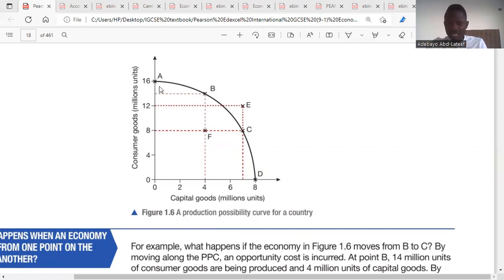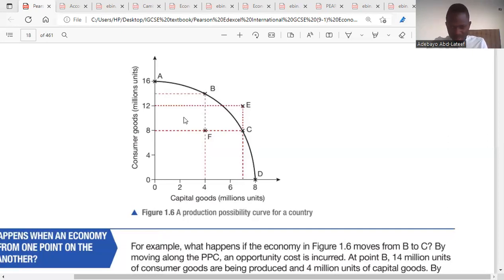So look at point A. At point A, it can produce 16 million consumer goods. So if 16 million consumer goods are produced, then it will produce zero capital goods. You see, at point A, if 16 million consumer goods are produced, it means that economy would not be able to produce any capital goods. That's point A. I think point A is clear.